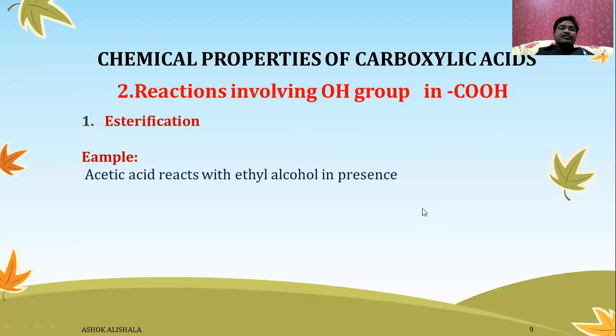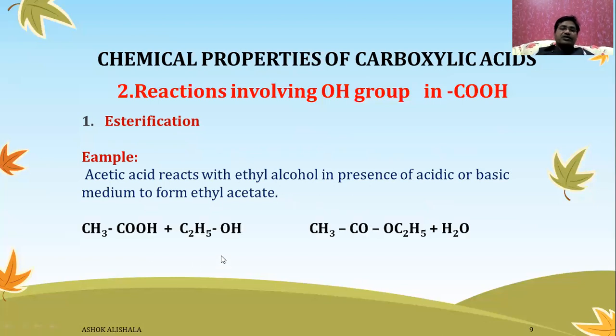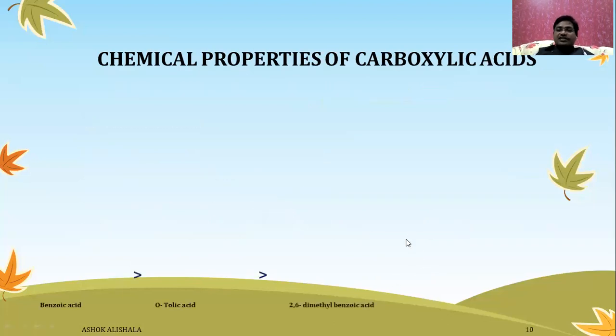Example, let us take acetic acid reacting with ethyl alcohol in the presence of acidic or basic medium to form ethyl ester. And you can see this reaction. This is acetic acid, and this is ethyl alcohol. On reaction in the presence of acidic or basic medium, it forms ester and water. This is the acetic acid, the ethyl alcohol, and this is going to be the ethyl acetate.